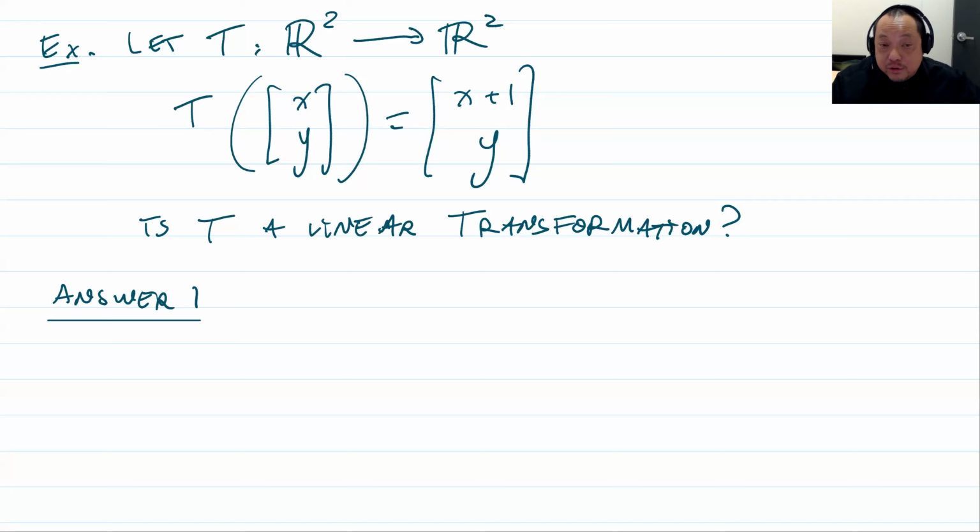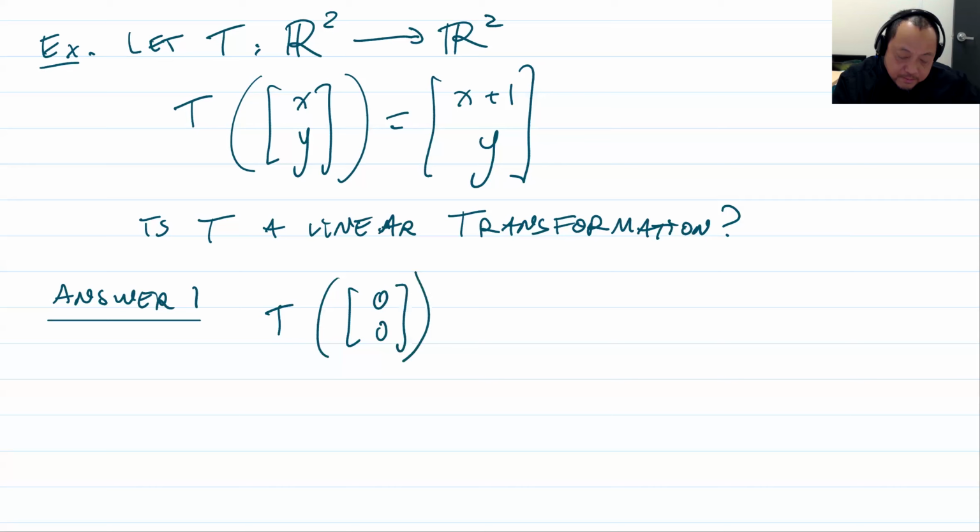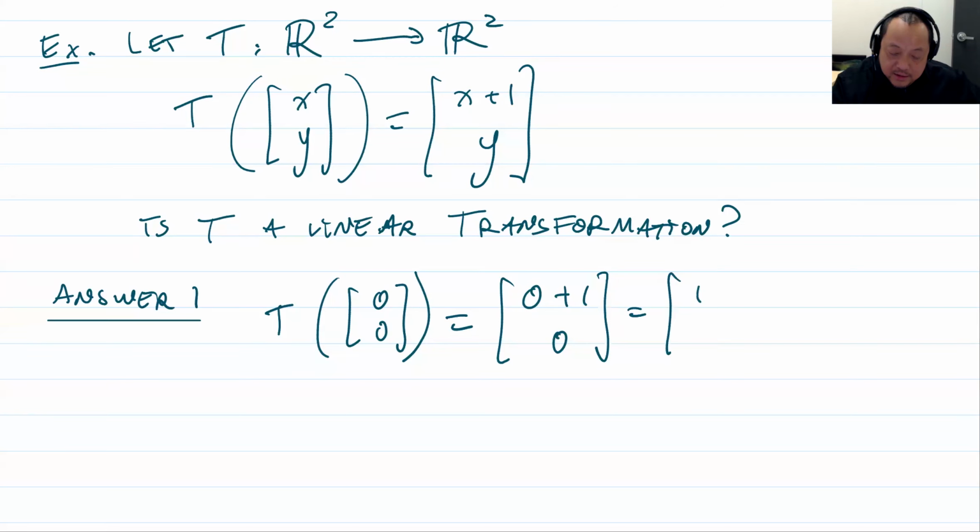So what does this transformation T do to the 0 vector? T of the vector (0, 0), by applying this formula, is 0 plus 1 on top and 0 at the bottom: x plus 1 on top and the same y at the bottom. And this is not the zero vector. And therefore, T is not a linear transformation.